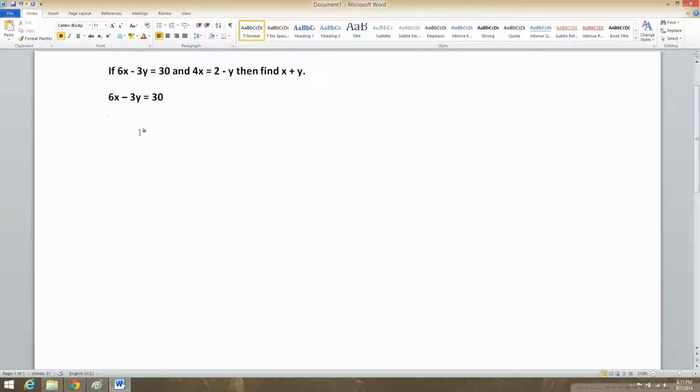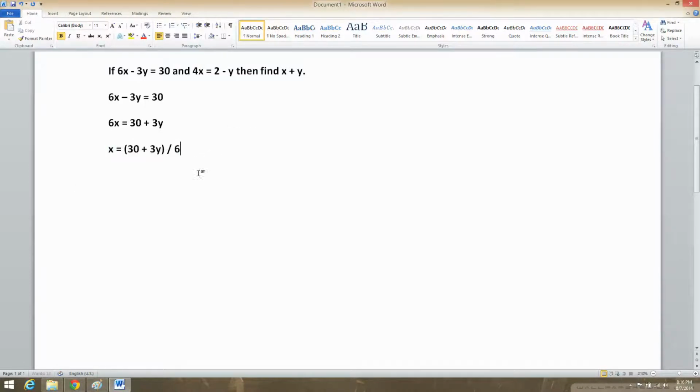Alright, so first, since we want to isolate the x, we want to bring the y over to the other side. So 30, and since this is negative, when we bring it over to the other side, it's going to end up as a positive. So 30 plus 3y. And you want to get rid of the 6, so you divide by 6, which ends up as a 1x, and 1x is just equal to x by itself. Since you divided that by 6, you divide the other side by 6. So 30 plus 3y divided by 6.